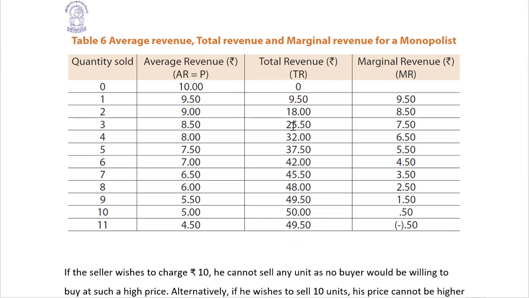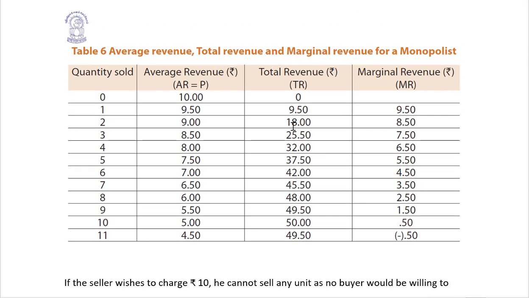Just see this table. Quantity 0, 1, 2, 3, 4, 5, 6, 7, 8, 9, 10, 11. Average revenue, that is price: 10, 9.5, 9, 8.5, 8, 7.5, 7, 6.5, 6, 5.5, 5 and 4.5. Average revenues. This is total revenue.